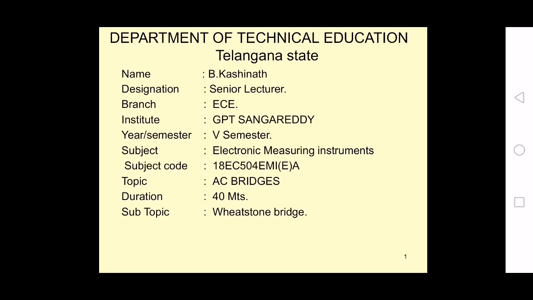You have AC bridges and DC bridges. The bridge which is used to measure unknown resistance is the Wheatstone bridge. In this bridge we are using only resistive components, so this is a basic DC bridge. The Wheatstone bridge is a basic DC bridge used for accurate measurement of resistance. This is the introduction of the bridge circuit.